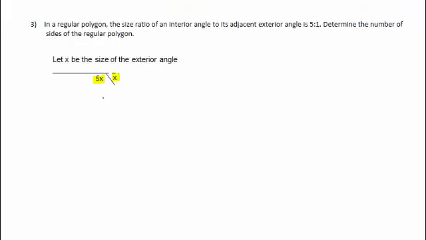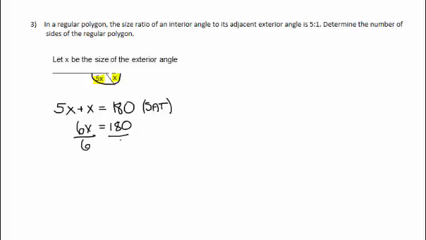The next thing we need to do is solve for x. From this equation and the diagram, hopefully you can see that we could use our supplementary angle theorem because we know that these two angles would total 180 degrees. So 5x plus x equals 180 by our supplementary angle theorem. Now we simplify this, so 6x equals 180. Now we can divide both sides by 6. Cancels out to x equals 30 degrees.